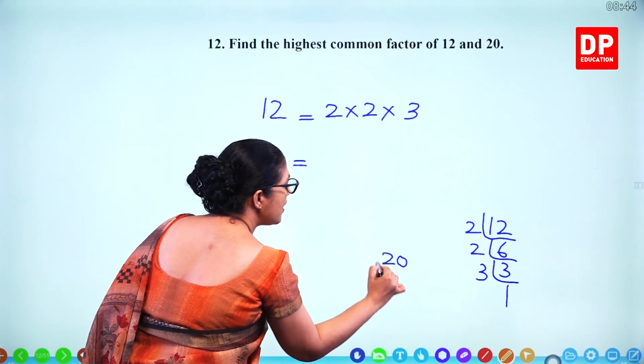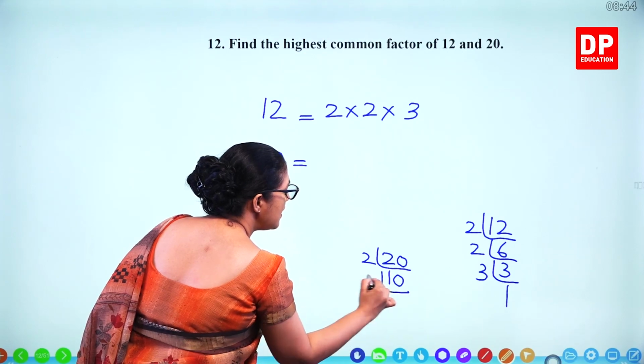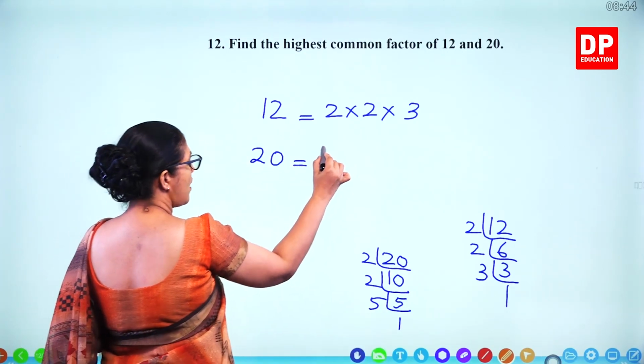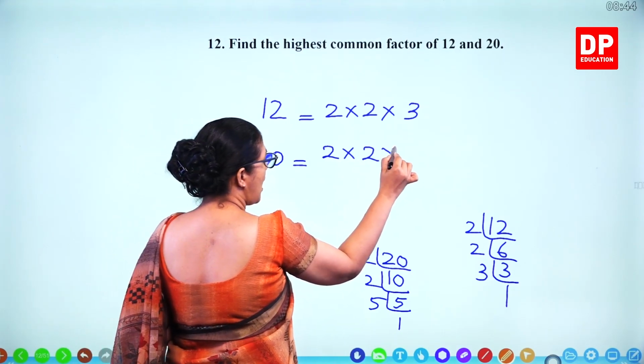20, how can you write? Divide by 2, that's 10. Divide by 2, 5. And divide by 5, 1. 2 times 2 times 5.